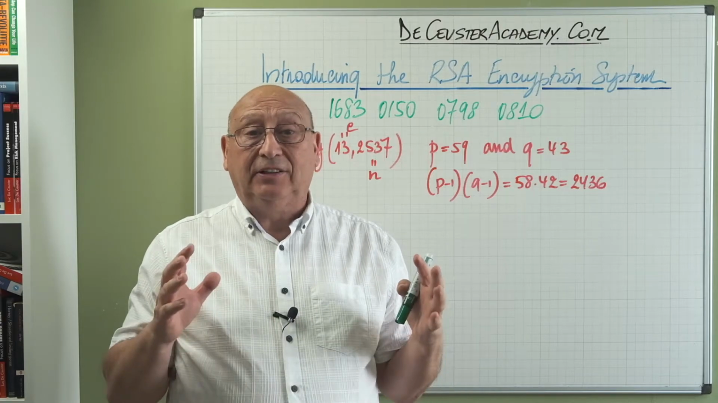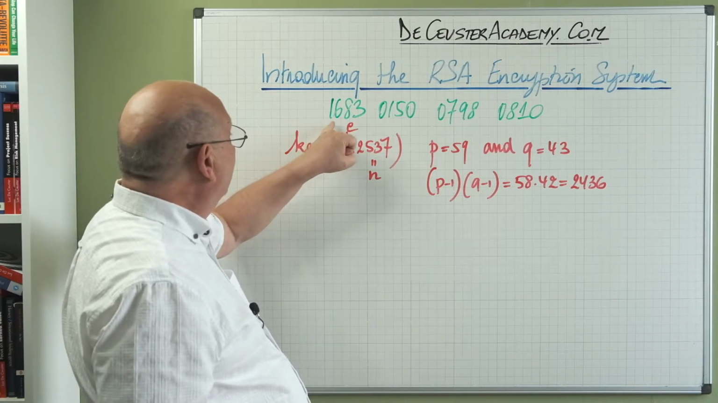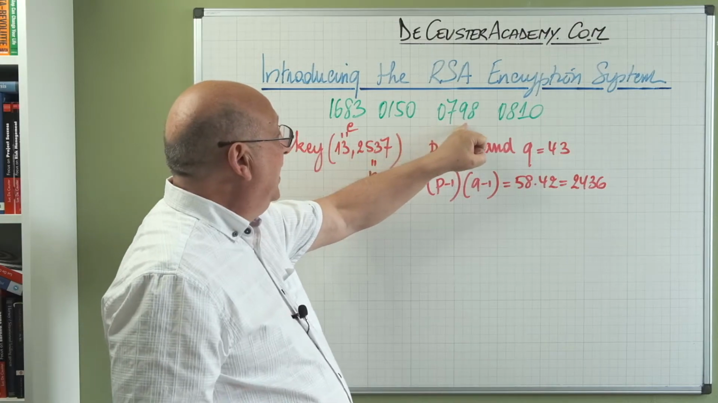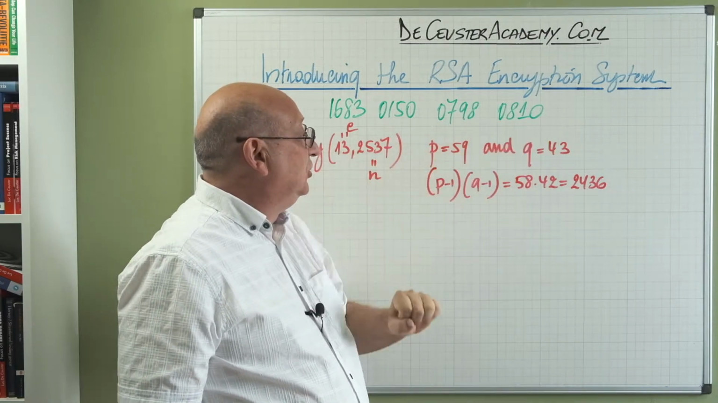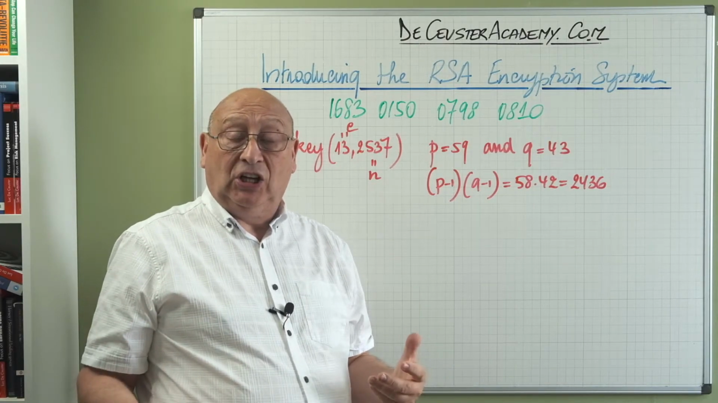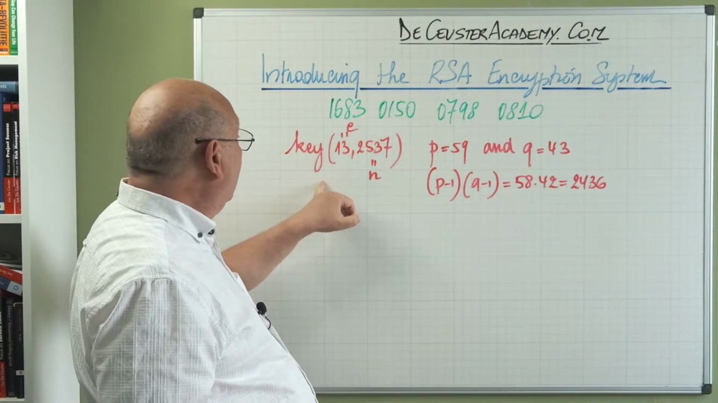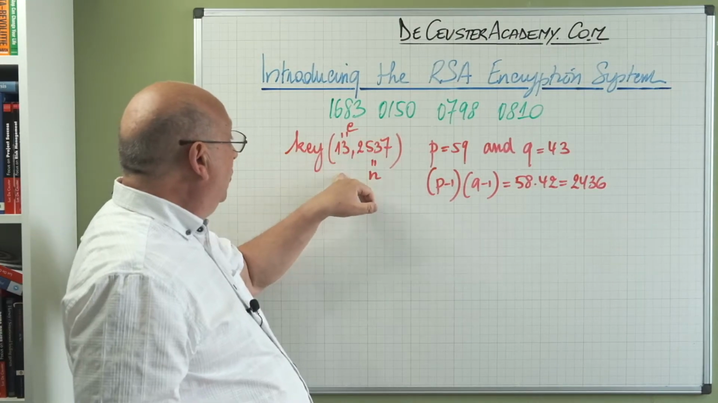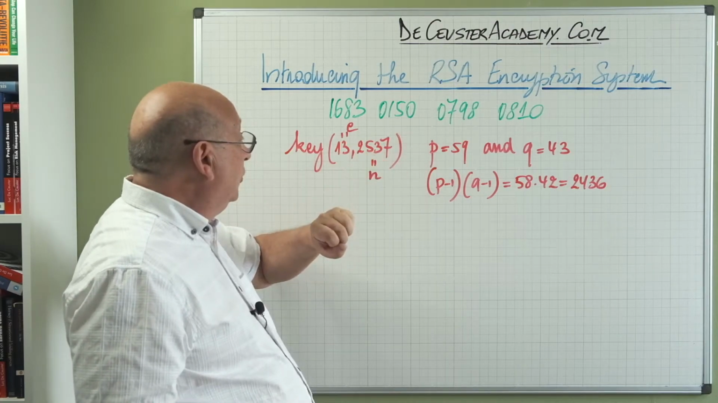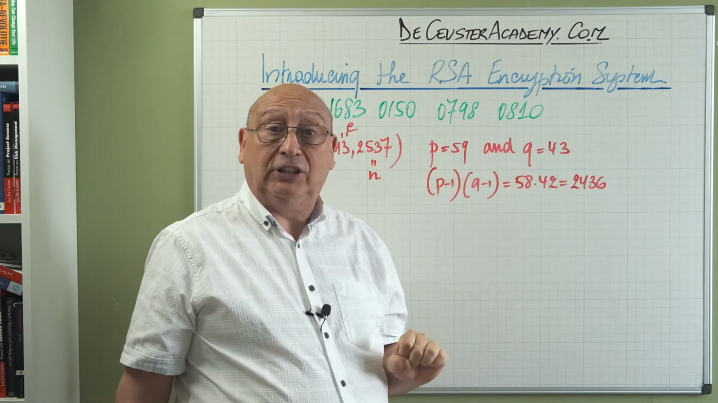Let's now look at an encrypted message that we received, and the encrypted message is 1683-0150-0798-0810. Basically, we want to know what was the real message, the clear message that was sent to us. Now, we know the key. We know that the key is 13, the exponent, and n, the product of the two prime numbers, 2537, with p equal to 59 and q equal to 43.